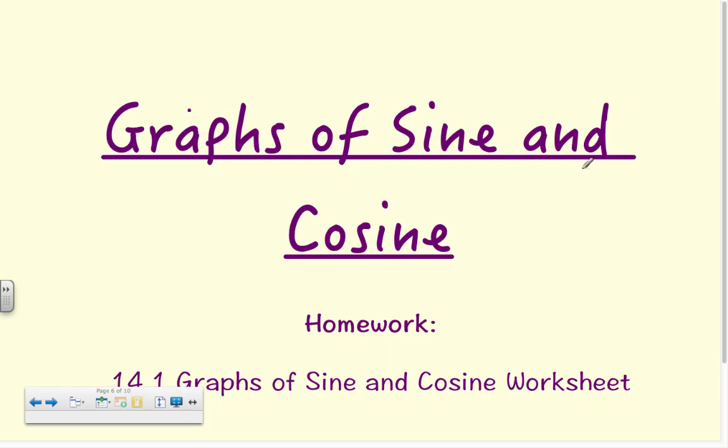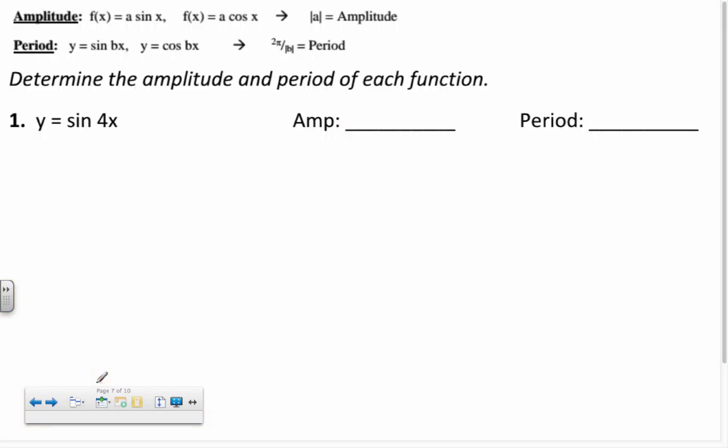Okay, so today we're talking about graphs of sine and cosine. This is from your homework 14.1, the graphs of sine and cosine worksheet. Number 1 says determine the amplitude and period of each function.